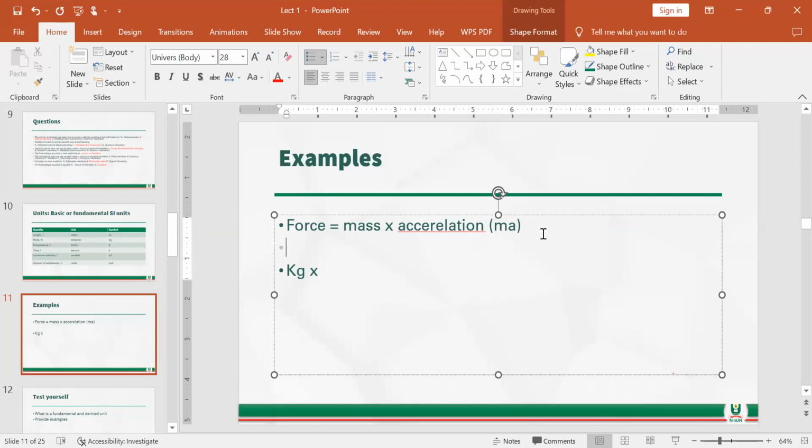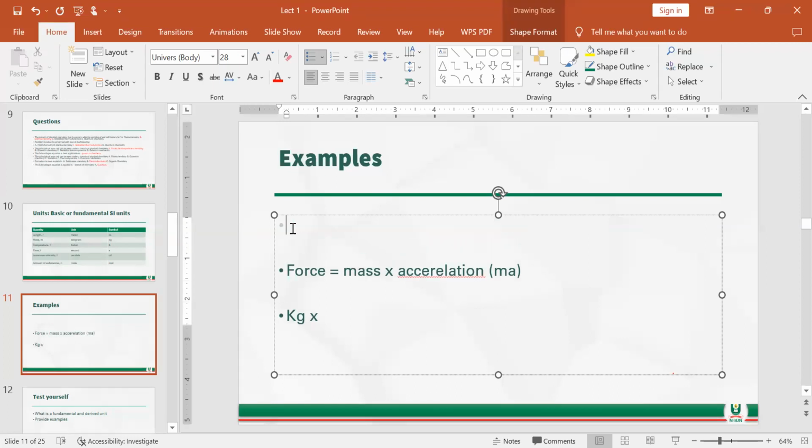Let me start with something else. Velocity is defined as distance divided by time. So the unit of velocity is equal to what? The unit of distance is what? Meter. SI fundamental unit of distance is meter. So you divide by time. Fundamental unit of time is second. So that is meters per second.